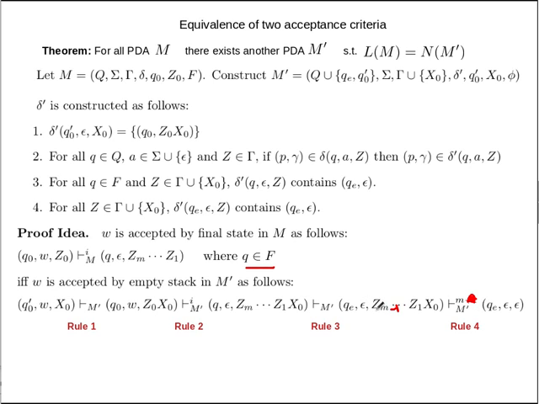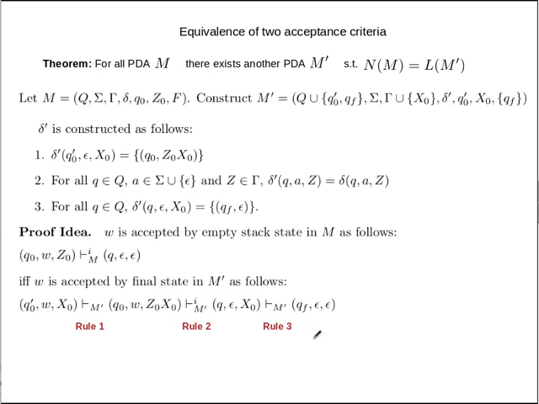So it then removes ZA minus 1, then ZA minus 2 up to Z1, and also this X0, because this happens for all stack symbols for this M prime. So you see that it will reach this thing. Okay. So this shows that if you can accept a string in M via final state, the same string is accepted in M prime via empty stack. Okay.